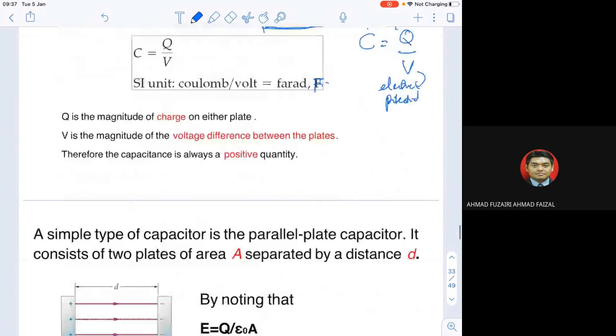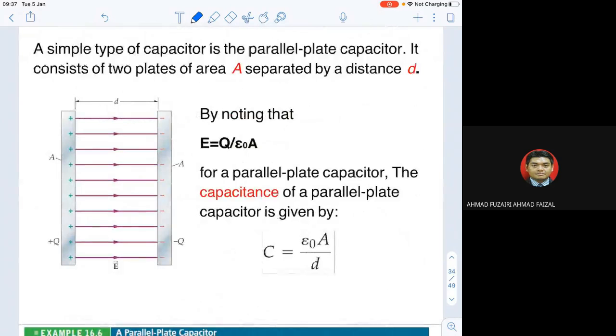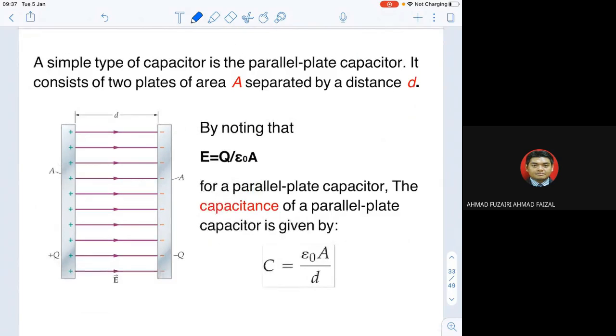A simple type of capacitor is the parallel plate capacitor. We have a lot of types of capacitors in this world, but we want to focus on the parallel plate capacitor. So what is the parallel plate capacitor? It contains two plates that are parallel to each other and apart by a certain distance, with positive charge on one plate and negative charge on the other plate.